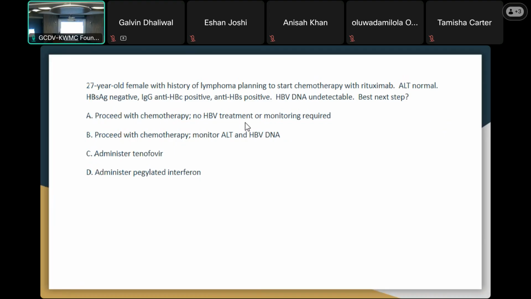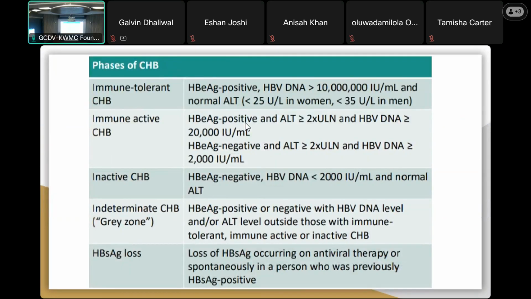So we have a young female with lymphoma. She's starting or planning to start chemotherapy with rituximab. So let's try to determine the phase. So ALT is normal, surface antigen negative, IgG anti-HBC positive. That means previous exposure with no active infection, and also she's immune, and the HBV DNA is undetectable. So what phase is this? We can go back to that. So what phase would this be out of the top three?